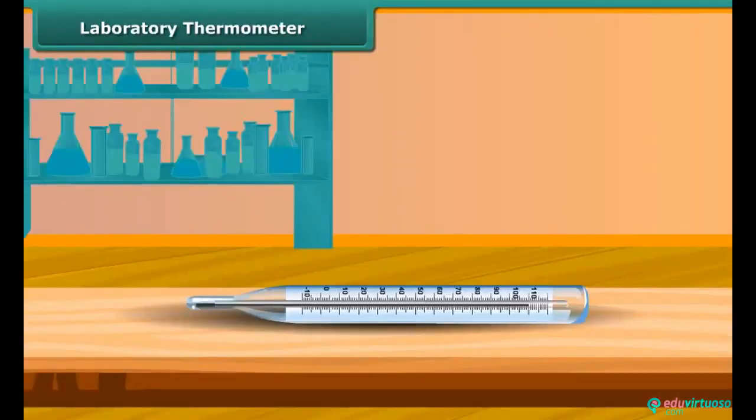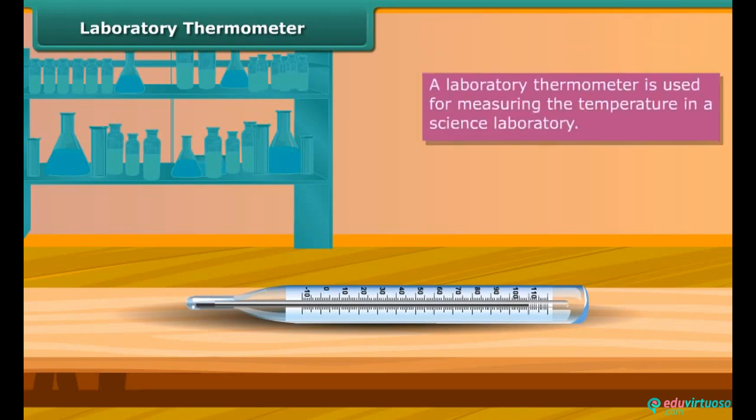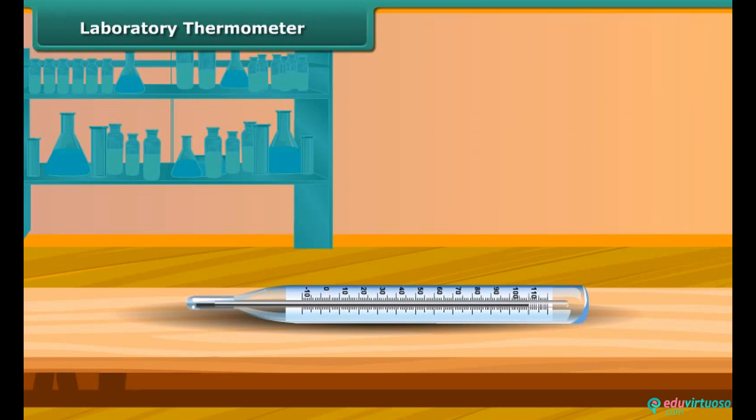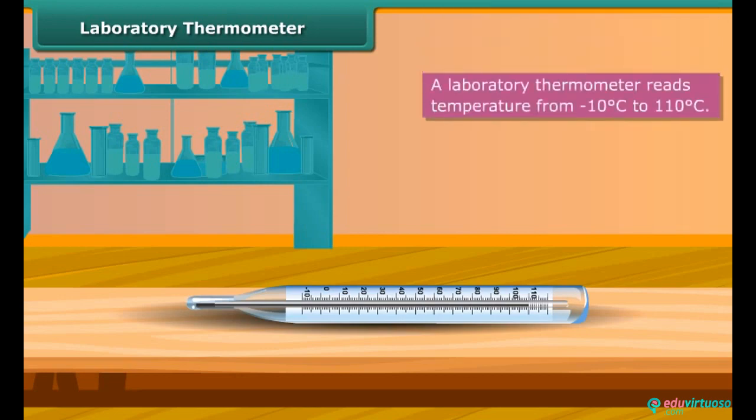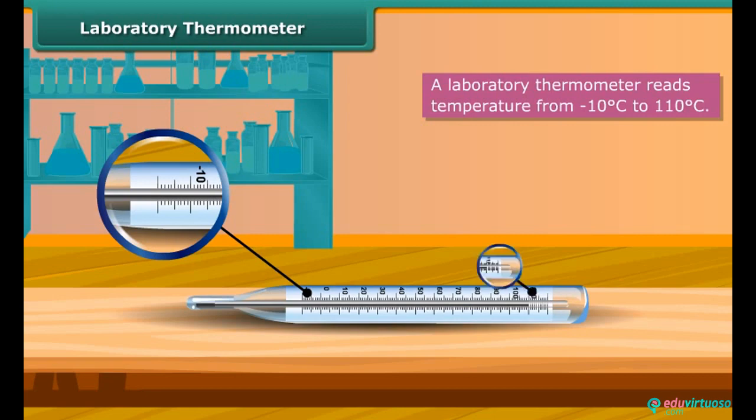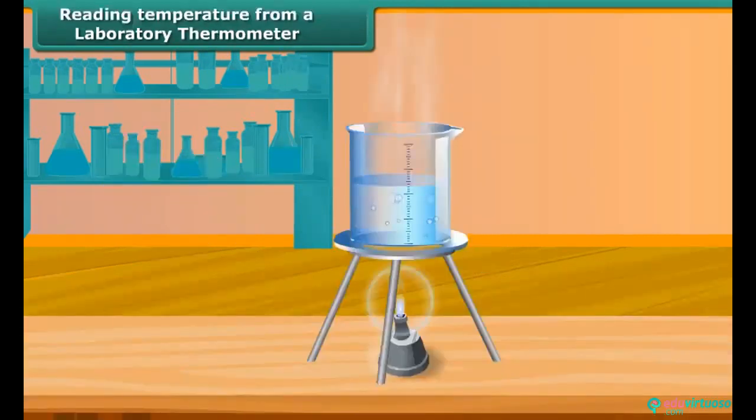Let us now discuss laboratory thermometer. A laboratory thermometer is used for measuring the temperature in a science laboratory. It is similar to clinical thermometer but is long and narrow. A laboratory thermometer reads temperature from -10 degrees Celsius to 110 degrees Celsius.